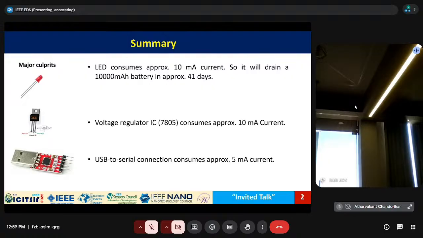These are generally present, and are used to communicate with laptops and desktop computers. These are also consuming 5 milliampere of current continuously. So these three components together will consume, let's say, 50 milliampere. So we have to optimize these components when designing a low power sensor.